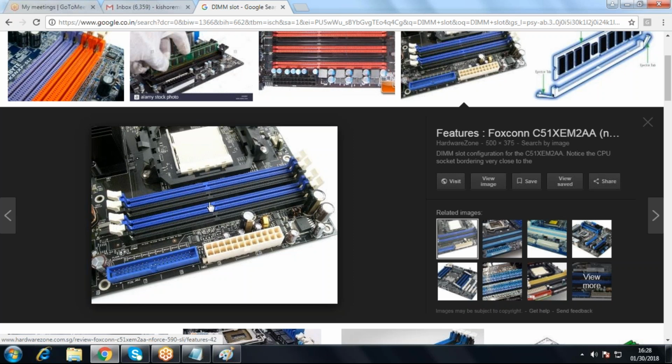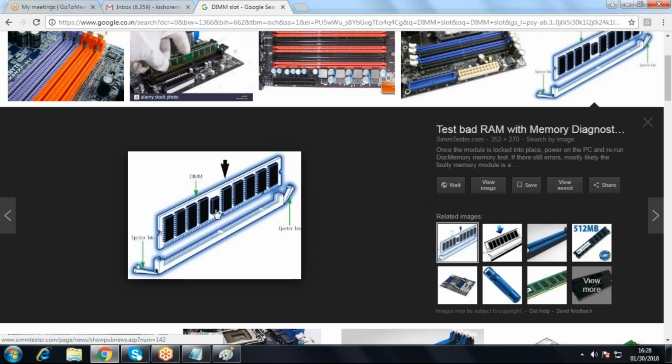It means in this you can insert DDR2. Yes, DDR2. So here there is an example. See how the RAM is inserted. There are two separators, one in the middle and one to the left. It means this is SD RAM type. Okay, like this we can say.